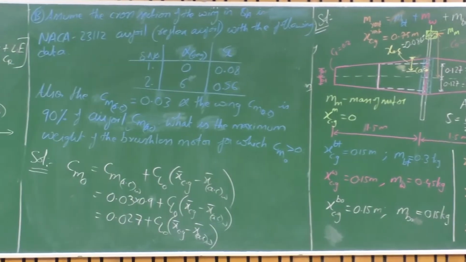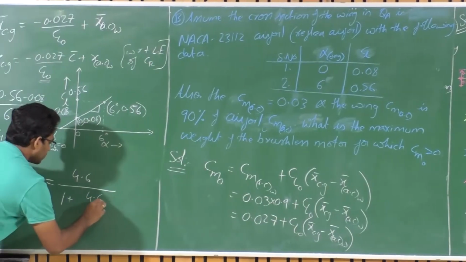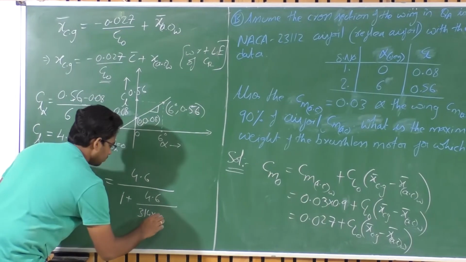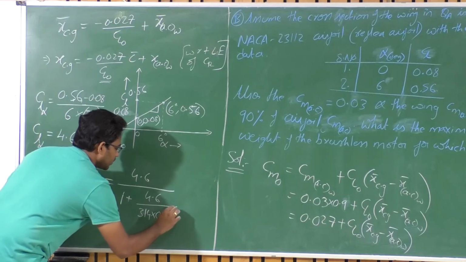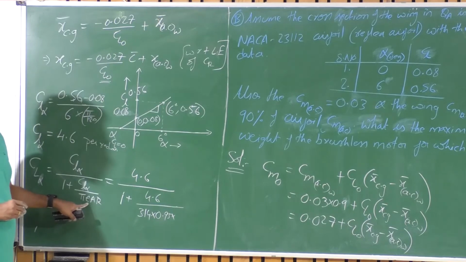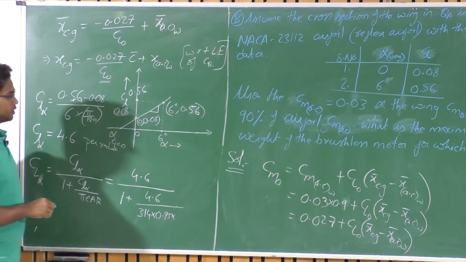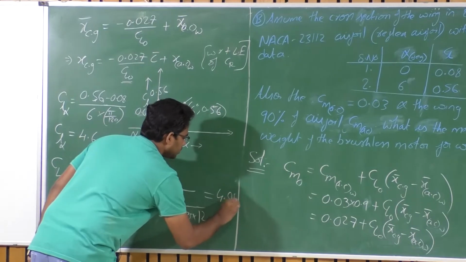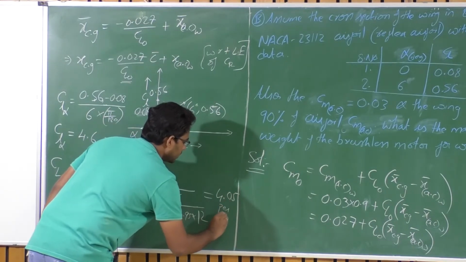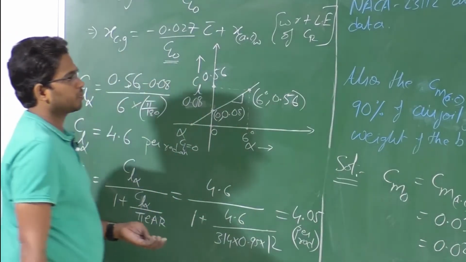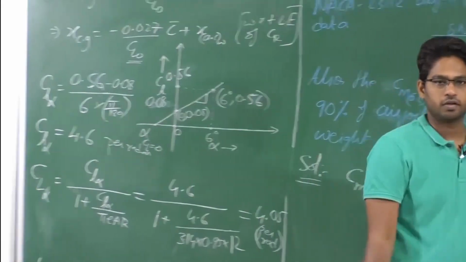So 1 plus CL alpha is 4.6 upon 3.14 times 0.95. Sorry, 0.95 is the Oswald's efficiency factor, from the given data you refer to the previous question, and the aspect ratio here is 12. So the value is approximately 4.05 per radian. Okay. So CL alpha 3D for this particular configuration is 4.05 per radian.